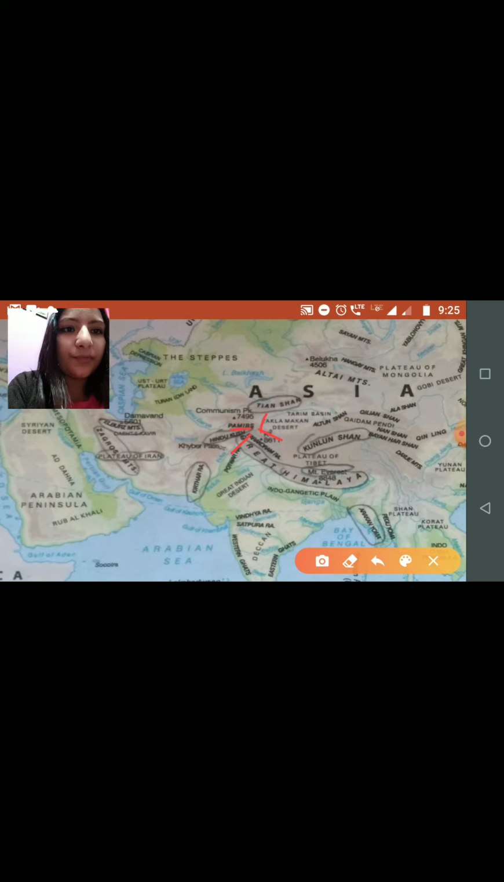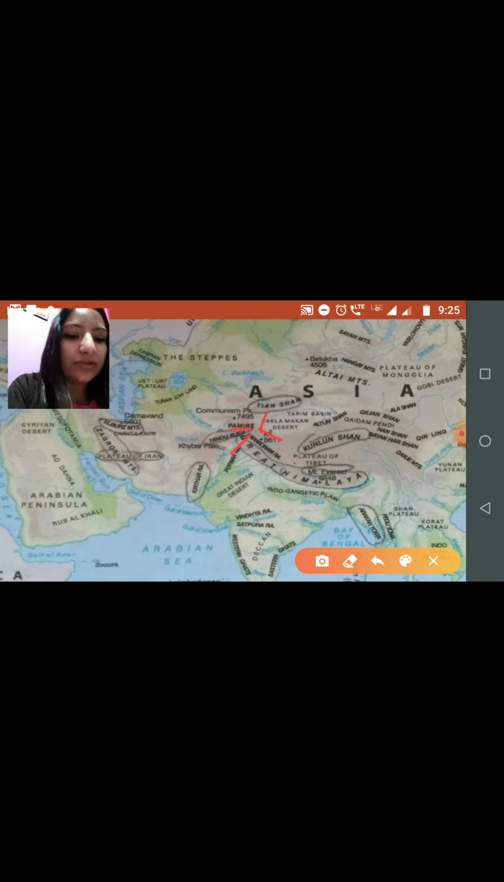From the Pamir Knot you can see the ranges: the Himalayas, the Karakoram, Hindu Kush, then Tian Shan, then the Kunlun Shan. It seems to radiate like the spokes of a wheel from the central point known as the Pamir Knot.